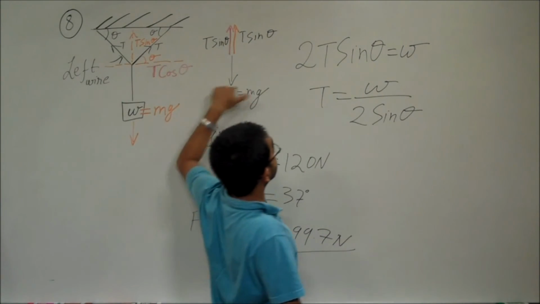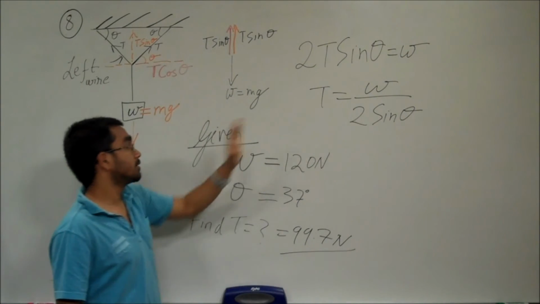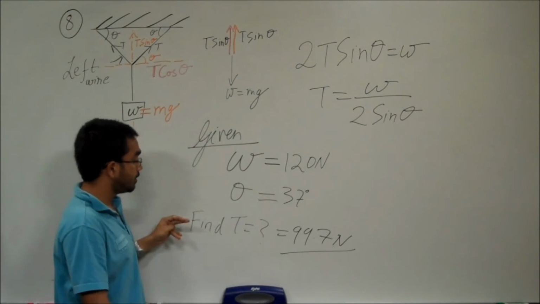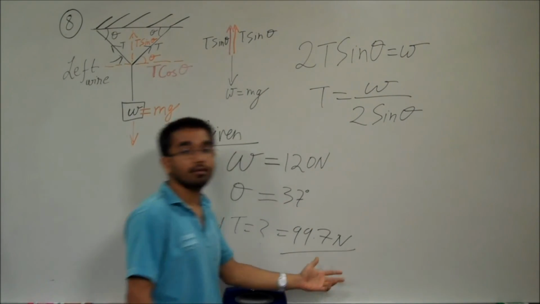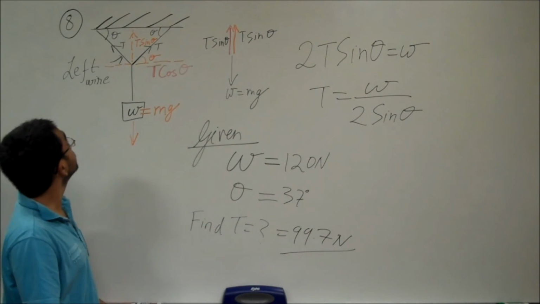And writing a simple equation from that, we get 2T sine theta is equal to W. And plugging the numbers in, we can find the tension in the left wire, which is equal to the tension in the right wire. So either way, that's the solution.